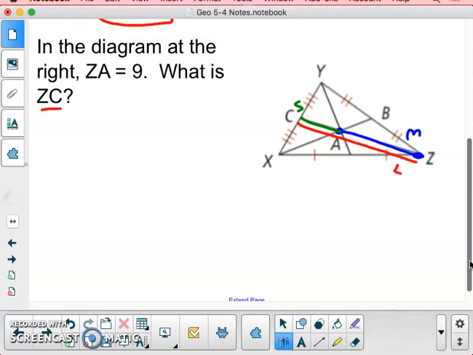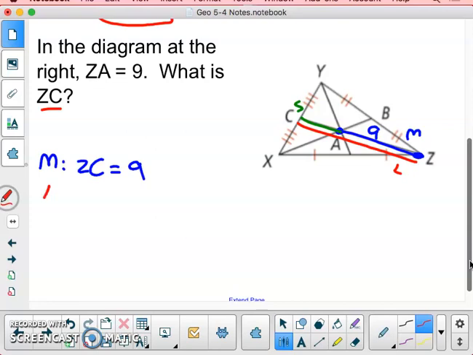So what they gave us this time, again, is they started us with the medium piece. The medium piece is that ZC equals 9. Okay? We want the long piece eventually. I'm sorry, not ZC for 9, ZA, my fault. ZC is what we hope to find. What we need to figure out then is how long AC is, which is the short piece.